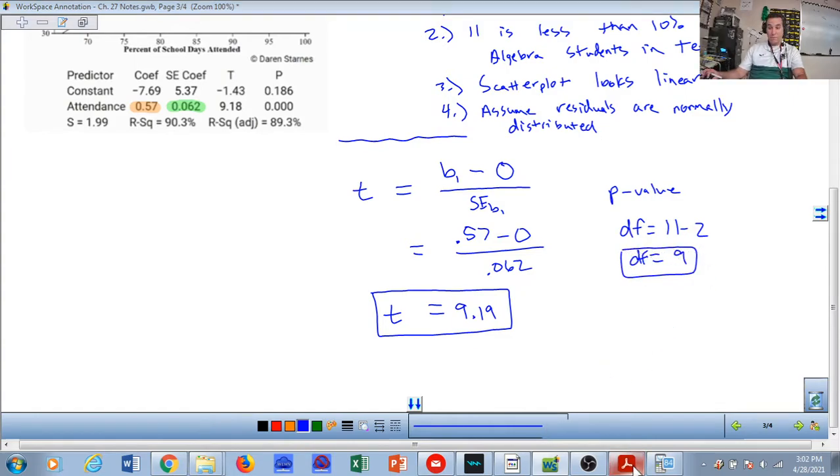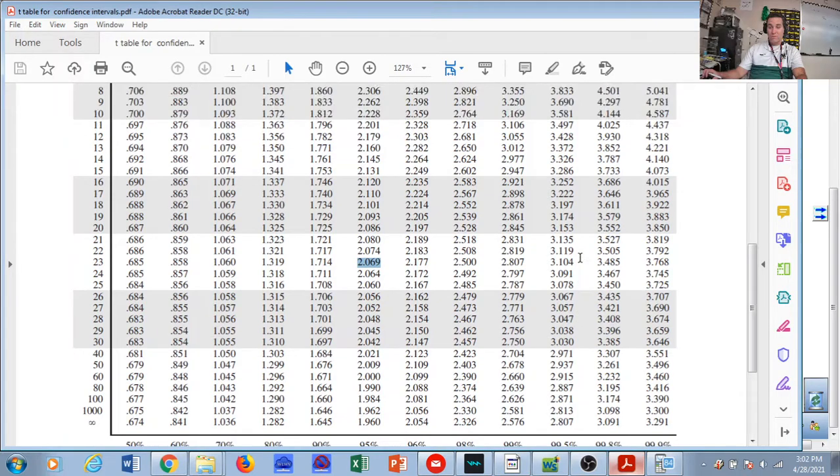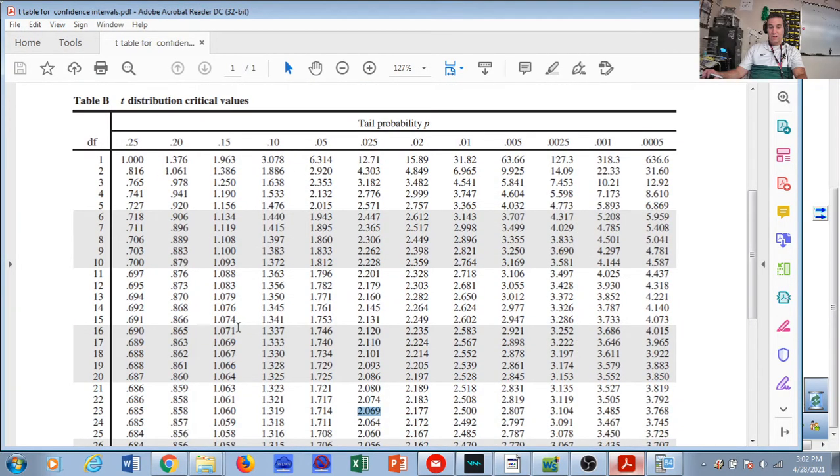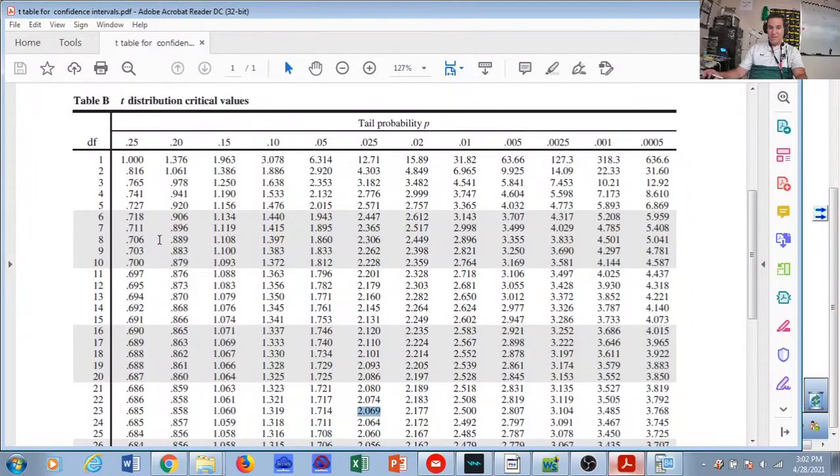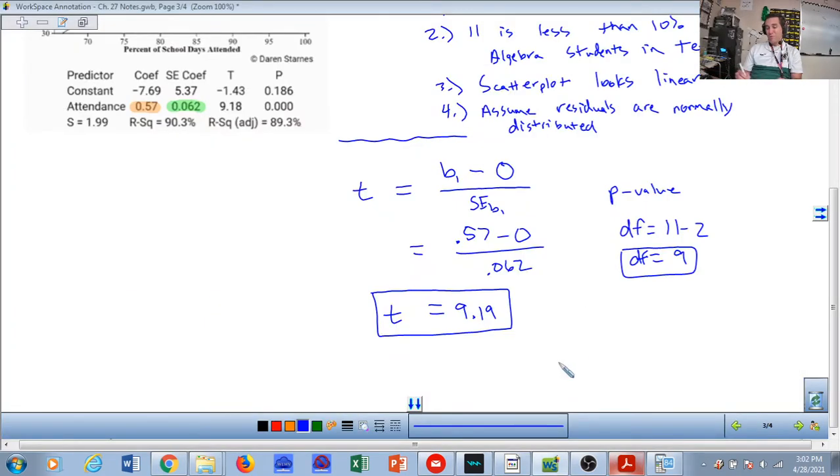So that's one way. Watch. We go to our table, 9 degrees of freedom. Okay, what was our t-score? 9.19? That's off the chart. That's less than 0.0005. So we're going to have a really low p-value.